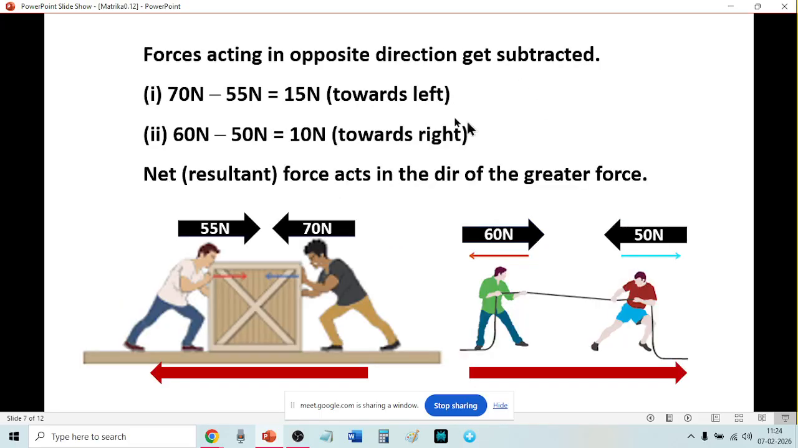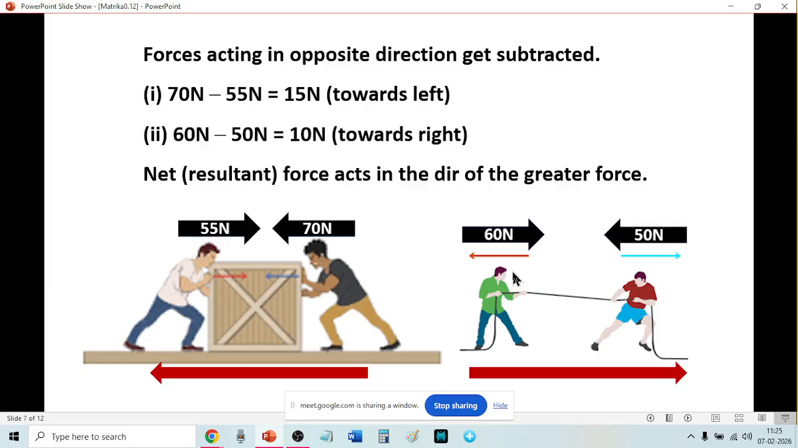Forces acting in opposite direction are subtracted. If forces are acting in opposite direction, they are subtracted. So 70 newtons, see, they are acting in opposite direction. One man is pushing to the left and one man is pushing to the right. So you will subtract. 70 minus 55, 15 newtons towards the left, which is bigger.